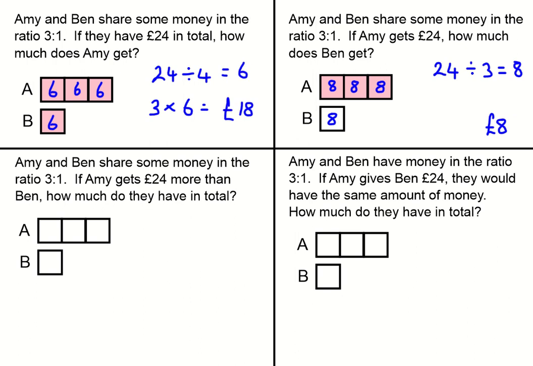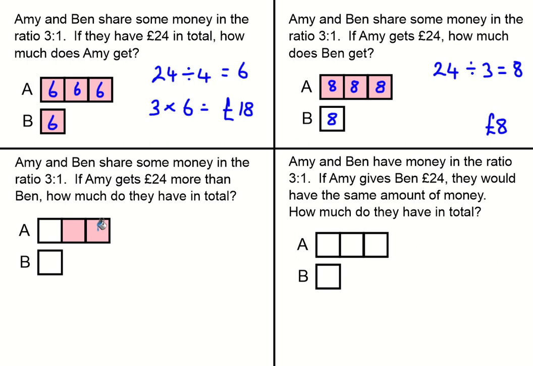Right, third question. Amy and Ben share some money in the ratio 3:1. So far the same. If Amy gets £24 more than Ben, how much do they have in total? So this time that 24 is a comparison between the two people. Amy's getting £24 more than Ben. Well, if we look at our picture, we can see that Amy does indeed have more blocks. So how much more does she have? Well, Amy's got 3 blocks, Ben has got 1, which means Amy has got 2 blocks more than Ben does.